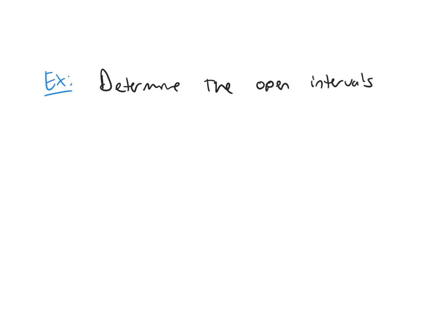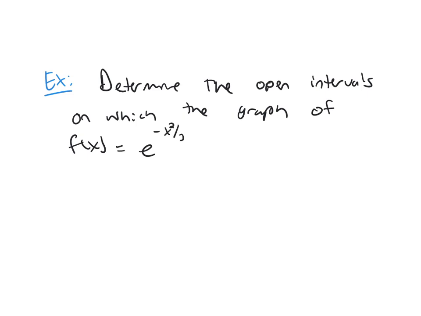So we're going to look at the following example. Determine the open intervals on which the graph of f of x, which is going to be e to the negative x squared over 2, that's all in the exponent, is concave upward or downward.